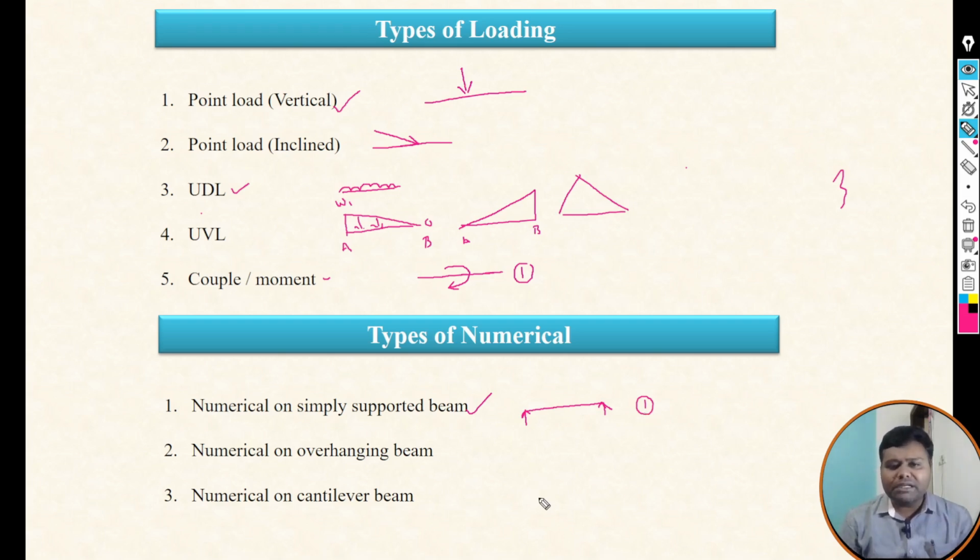The second type of numerical is the numerical on an overhanging beam. Overhanging beam means what? The beam is continuous after the simple support. Let's say this is our simply supported beam, and the span continues, or we can say the cantilever span continues beyond this support. Let's say this is support A and this is support B. When the span continues beyond support B, that particular portion is called the overhanging portion, and the total beam is called an overhanging beam.